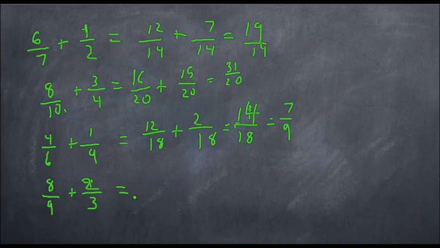Alright, last one. 3 goes into 9, so the lowest common denominator is 9. So 8/9 stays the same. And what times 3 becomes 9? Well, that's 3. So that becomes 6/9. Add it together, you get 14/9. There you go.